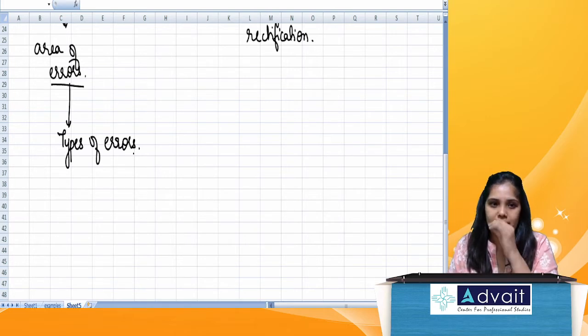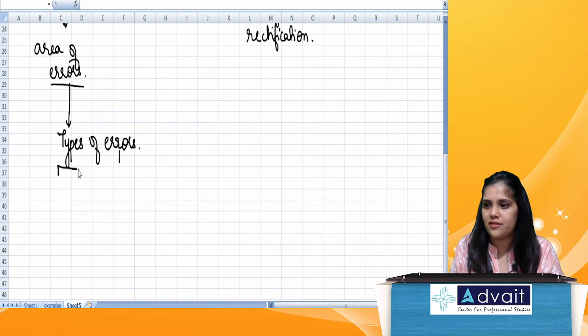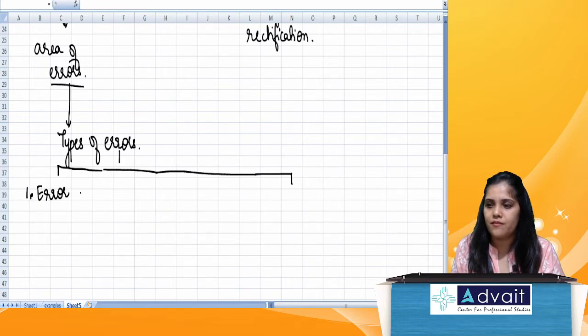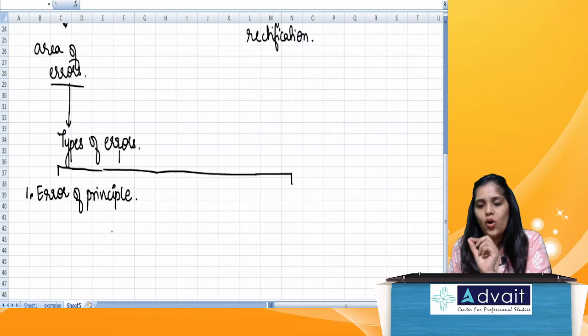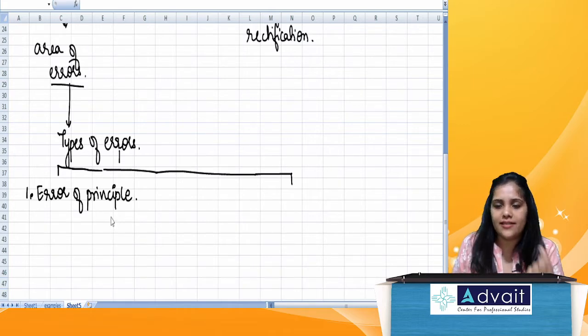So first we have to understand what are the types of errors. Now errors are of two types. First is error of principle. Error of principle means a capital item treated as revenue or a revenue item treated as capital.